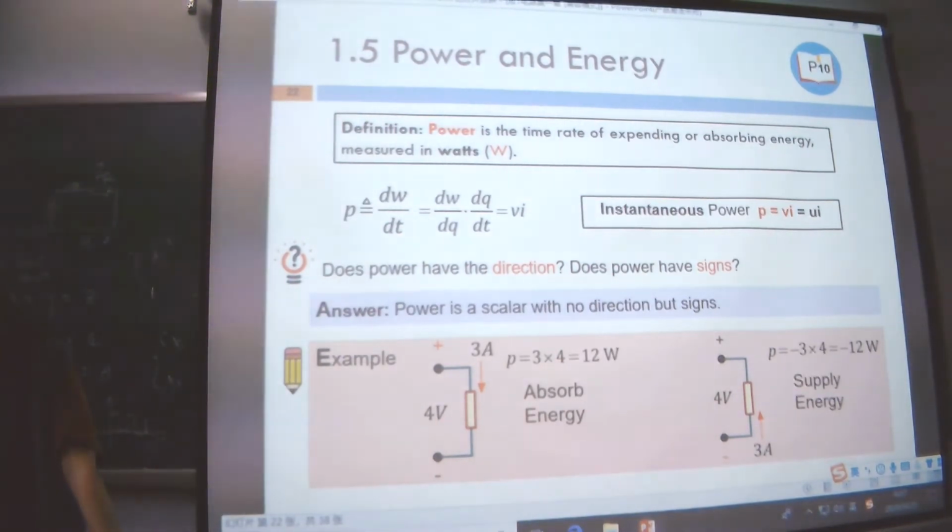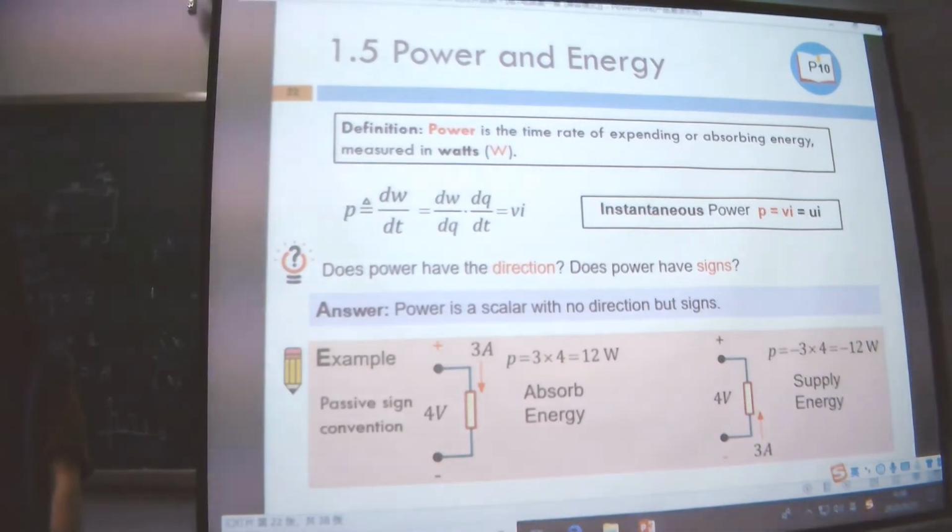Okay, let us see an example here. This one is a resistor. Never mind, just treat it as an electric element. Here we put 4V, and the reference direction is selected as this one. This one is the positive side, and the current goes inside from the positive side. So in this case, p equals UI. Our U is 4, right? Our I is 3.